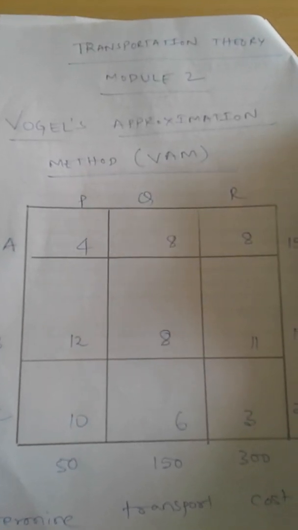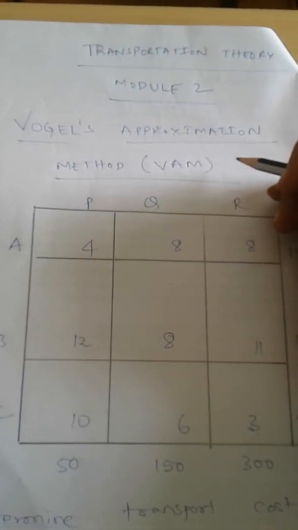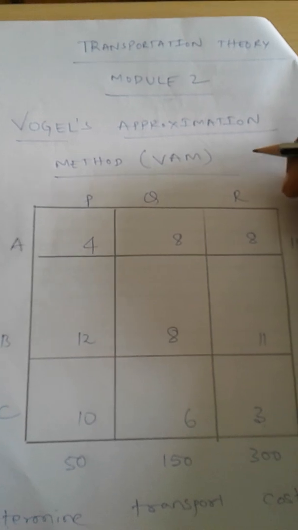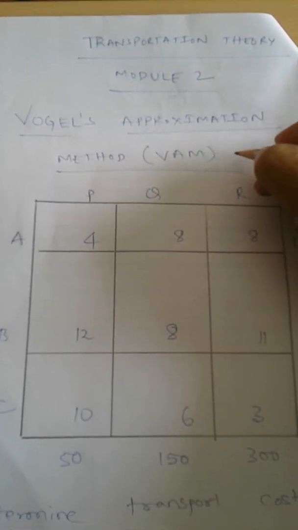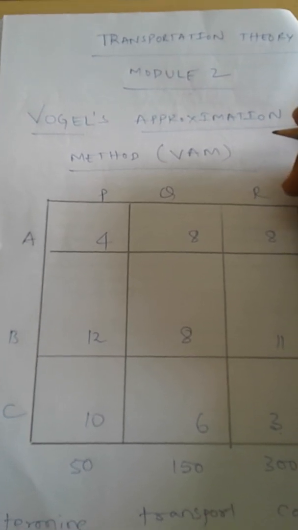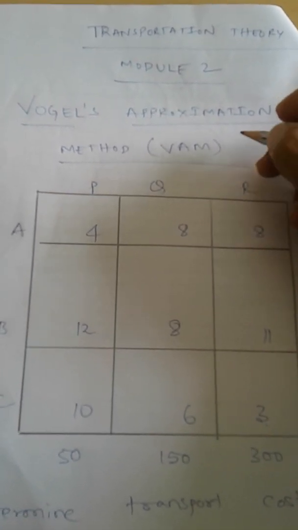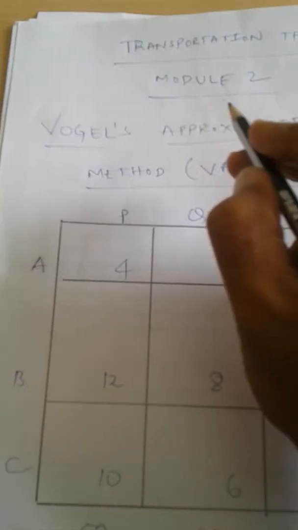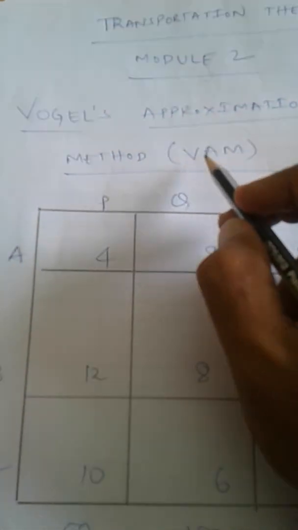Hello everyone. So we will discuss the third method to determine the transportation cost. First method was called the northwest corner method. Second was called the least cost method. Third one is called Vogel's approximation method. It is also called VAM in short form.